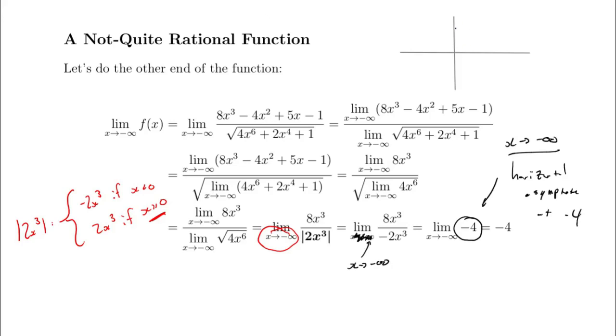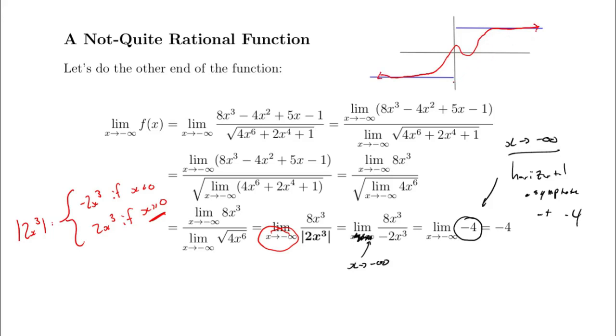On one side, we have a horizontal asymptote way up here. And on the other side, we have an asymptote way down here. And our function does a bunch of stuff in between, but it gets up to positive 4 here and down to negative 4 here. There are tons of functions that do things like this.